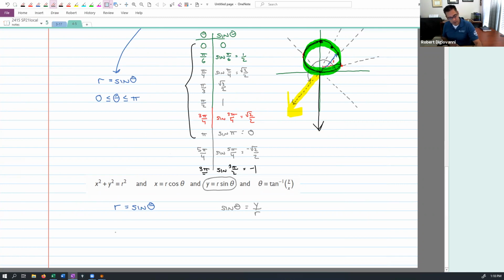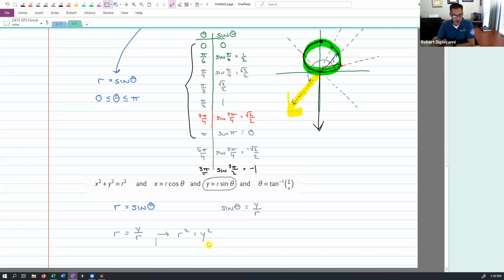So let's take this equation. Now this becomes r equals y over r. Yeah? And then if I multiply both sides by r, I would get r squared equals y squared, right? Agree with that? Just multiply both sides by r. Are y'all following me so far?